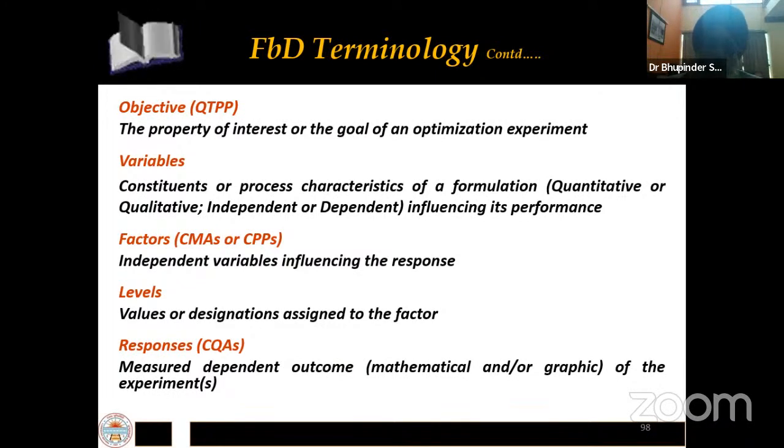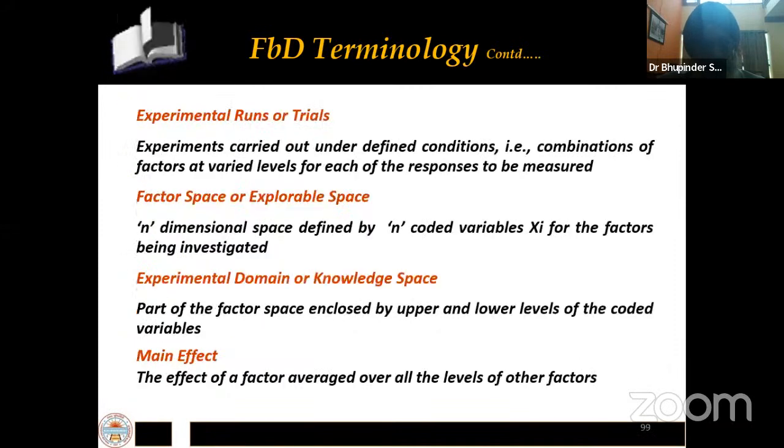So objective is QTPP, variables are CQAs and CMAs or CPPs, CQAs being the dependent variables, CMAs and CPPs being the independent. Levels, the values assigned to the factors that are CMAs and CPPs. Responses are CQAs. Experimental runs are the experiments designed on that basis. Factor space is the explorable space out of which you'll be carving out knowledge space, and out of which you will be taking up the design space.